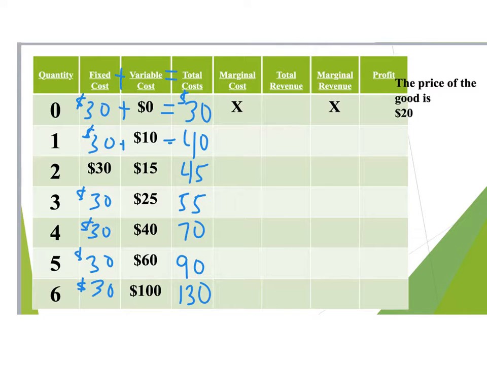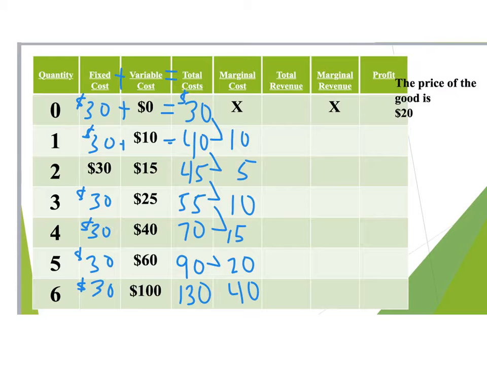Now my marginal cost is very similar to the idea in the production function of the marginal product. It's the change in total cost. So the first unit of production costs me $10 more than the one before it, which would be 0. So 40 minus 30 gives me a marginal cost of 10. 45 minus 40 gives me a marginal cost of 5. 45 to 55 is 10 additional dollars. Marginal cost of the fourth unit is 15, 70 minus 55, and then 20, and then 40. So that's my marginal cost column.